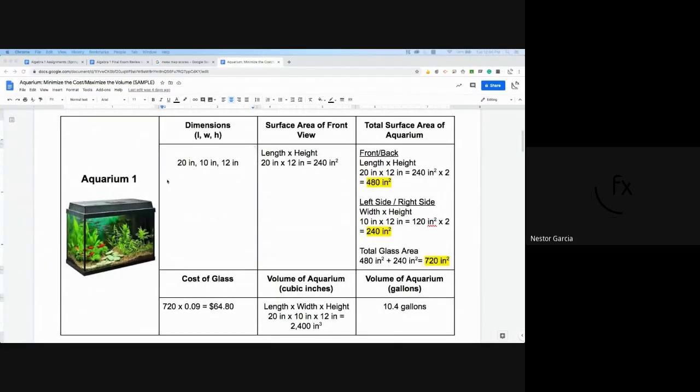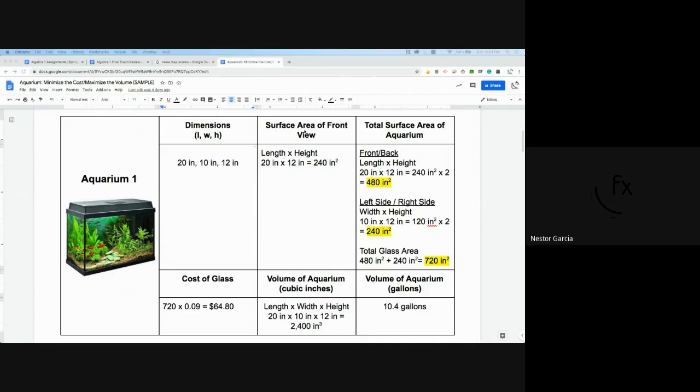Now, in Aquarium 1, you're given the dimensions: length 20 inches, width 10 inches, and height 12 inches. Given these dimensions, we have to first identify those parts of the aquarium. The length, we will consider the bottom front of this rectangular prism or this aquarium. So where I'm tracing over is the length. Here, along the side, is the width, and from bottom to top is the height. So keep this in mind. We have the length, the width, and the height.